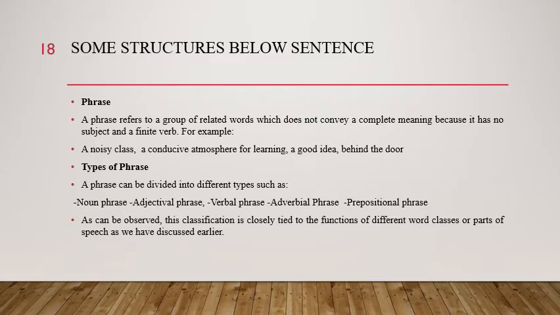Phrase. A phrase refers to a group of related words which does not convey a complete meaning because it has no subject and finite verb. For example, a noisy class, a dancing boy, a conducive atmosphere for learning, a good idea, behind the door. Types of phrases. A phrase can be divided into different types, such as noun phrase, adjectival phrase, verbal phrase, adverbial phrase, and prepositional phrase. As could be observed, this classification is closely tied to the functions of different word classes or parts of speech.